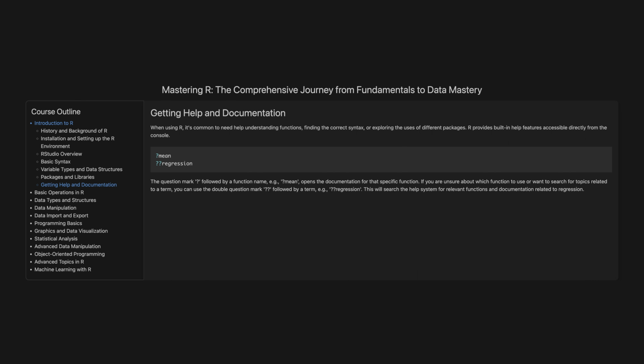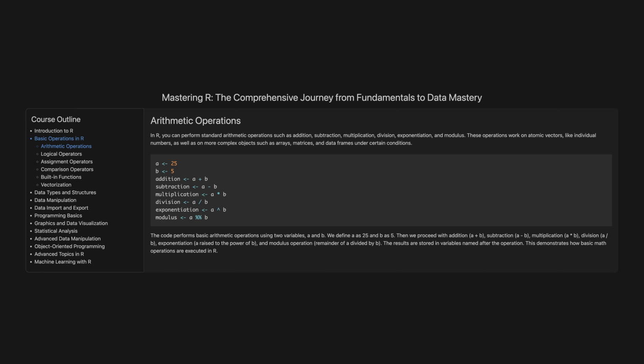Arithmetic operations. In R, you can perform standard arithmetic operations such as addition, subtraction, multiplication, division, exponentiation, and modulus. These operations work on atomic vectors like individual numbers, as well as on more complex objects such as arrays, matrices, and data frames under certain conditions.